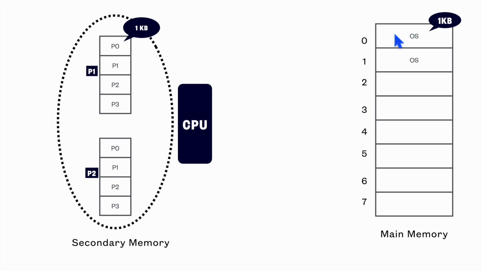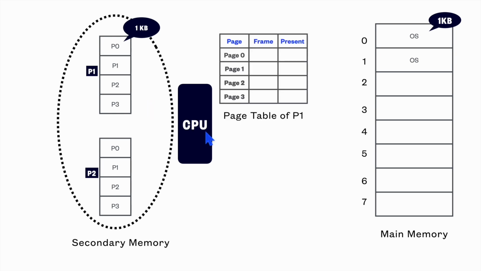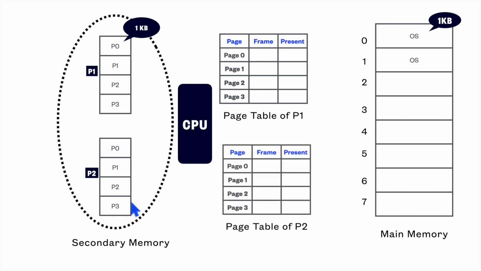And consider that in 2 frames your operating system is stored. So now how many frames are you left with? We are left with a total of 6 remaining frames. And for loading you need a page table for each process. This is the page table for process P1 and another page table will be for process P2, which will keep the information about the page from the virtual memory and the frame information of the main memory, and this present bit will tell you whether this page is mapped to the main memory or not, or you can say whether this page is loaded into the main memory or not.